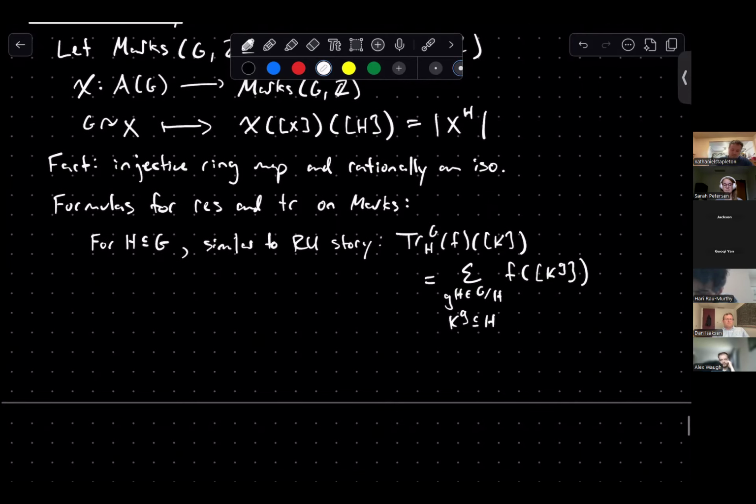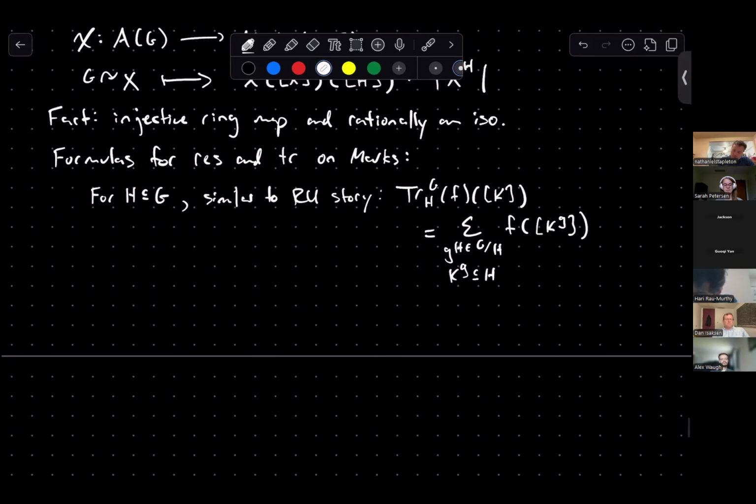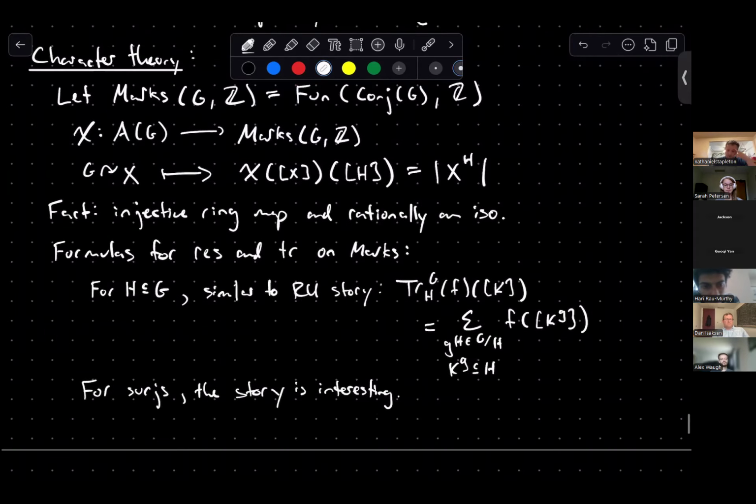But for surjections, in the representation ring story, we gave a very nice formula for the transfer along a surjection. And the Burnside ring story is just enormously more interesting. So for surjections, the story is interesting. And let me just try to say a word about why that's the case.